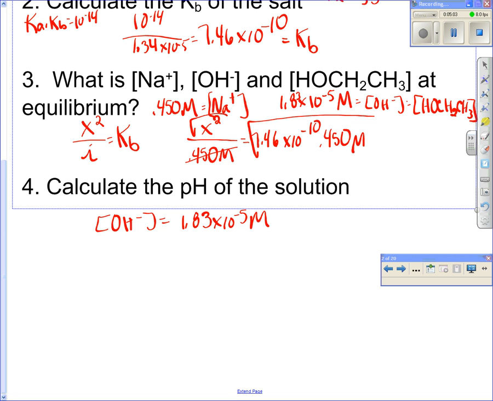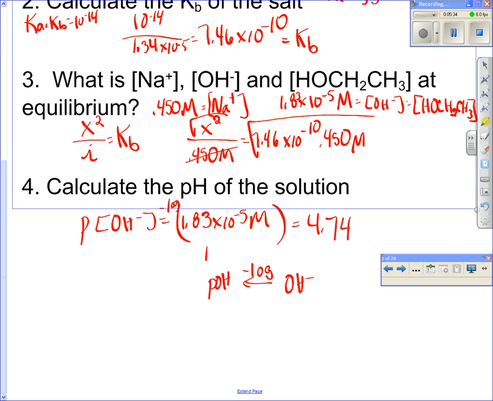And then if we just jump on our little conversions, we're down here on OH, and I want to get to POH. So what do we have to do? We have to minus log. So if I minus log this number, that's going to get me the POH. If I minus log that value, I get 4.74. Well, that's not my pH value, that's my POH value.